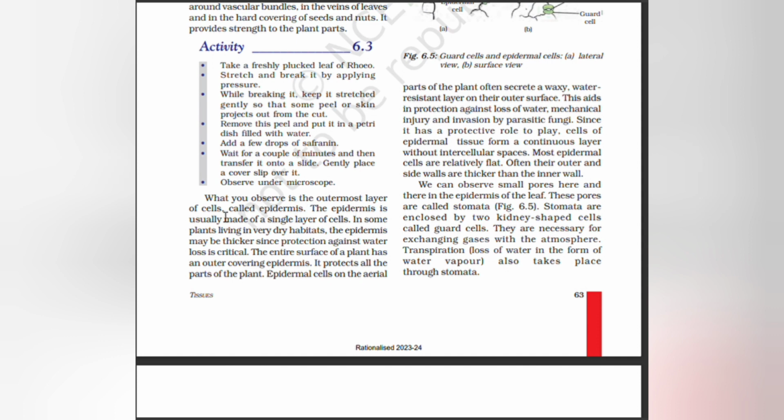What you observe is the outermost layer of cells called epidermis. The epidermis is usually made up of a single layer of cells. In some plants living in very dry habitats, the epidermis may be thicker since protection against water loss is critical. The entire surface of a plant has an outer covering, the epidermis. It protects all the parts of the plant.